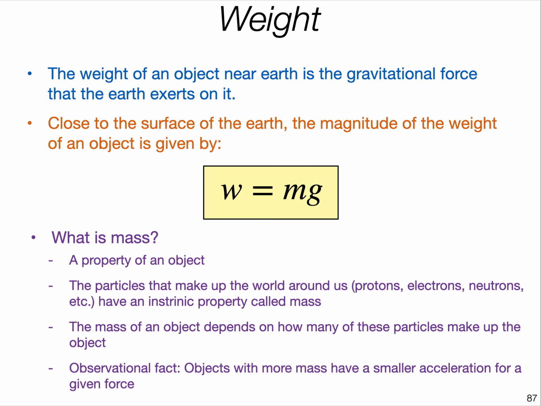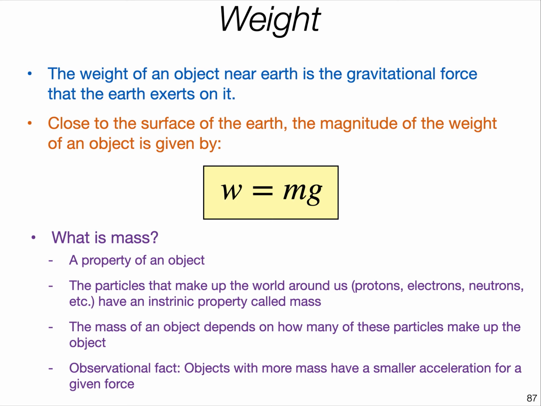In particle physics, these particles get this mass through the interaction with something called the Higgs field, but for the purposes of this class, all we need to know is that these particles have this intrinsic property like mass. Just like electrons have an intrinsic property called charge, they also have this built-in mass. And so the mass of an object depends on how many of these particles make up the object. Objects around us have a certain number of particles in them, and that determines their mass.